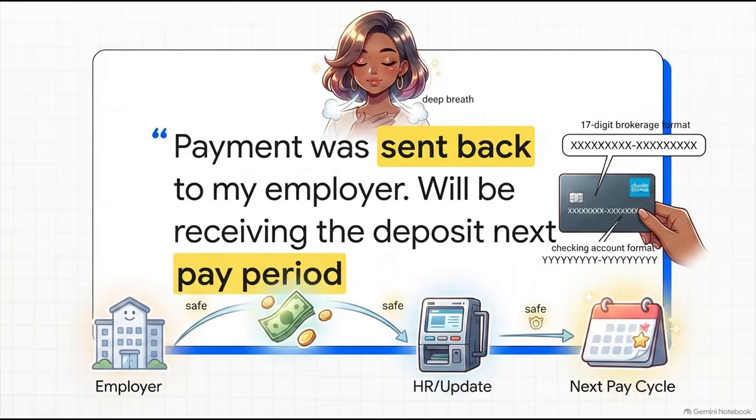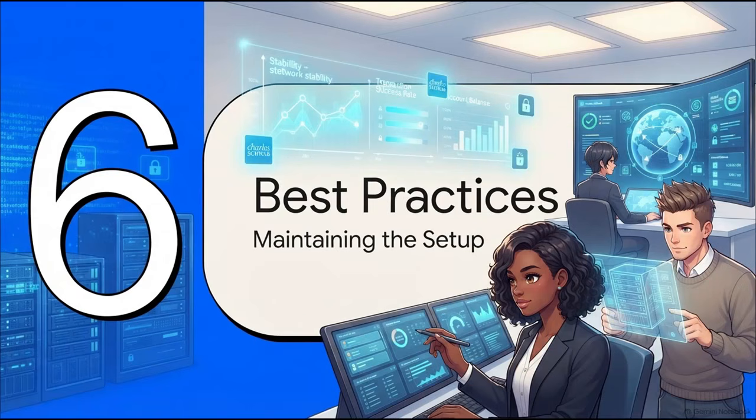But take a deep breath. As this same user discovered, if you do make a routing mistake, your money doesn't just disappear into a black hole. They noted, "Called Schwab and got it confirmed that the payment was sent back to my employer." The payment simply safely bounces right back to your employer to be fixed for the next pay cycle. Your funds are perfectly secure. It just means a frustrating little delay while you update HR with the correct 17-digit brokerage format or the proper checking account format.